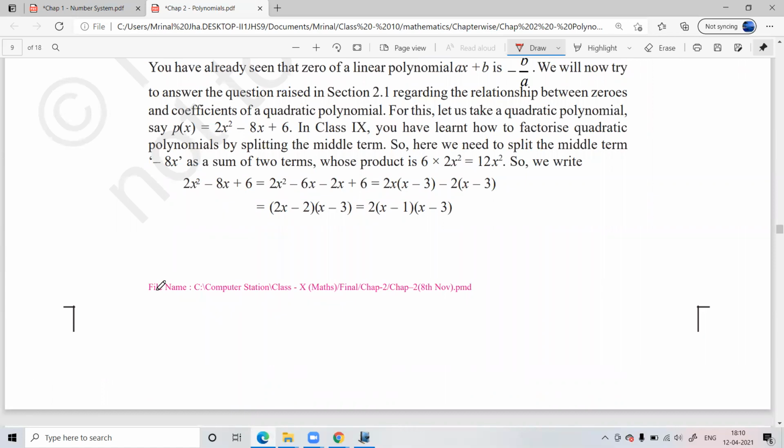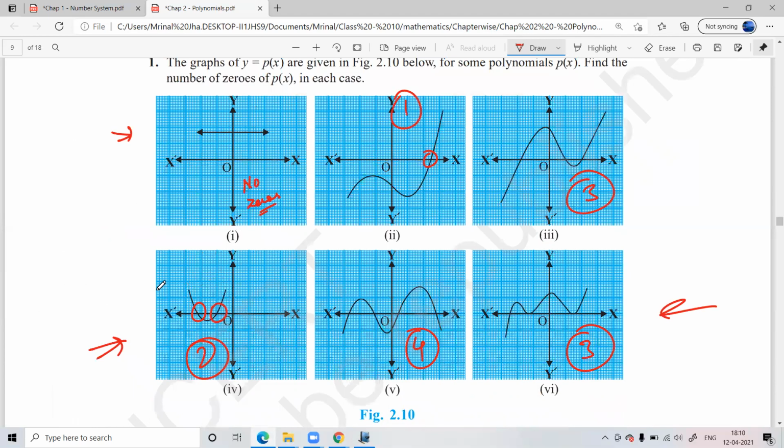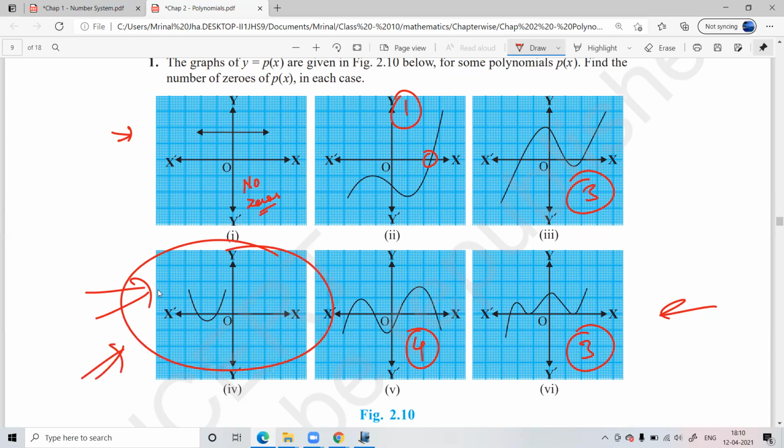Sir, for that previous question, if it was given p of y, then what will be the fourth one's answer? Fourth one, you mean this one? Yes, sir. If the question says p of y. Okay, so see, if the question is p of y, they will not draw the graph like this over here. They would make sure that it passes through the y-axis at least once. So it will pass through the y-axis once, so it will have only 1 zero.